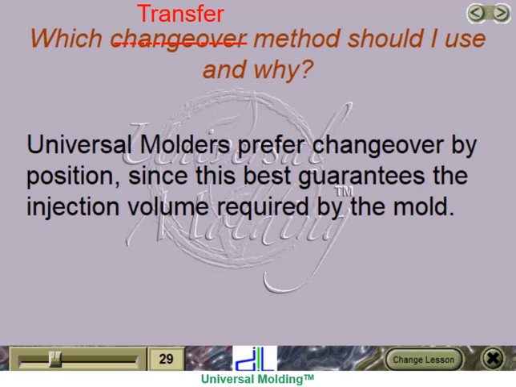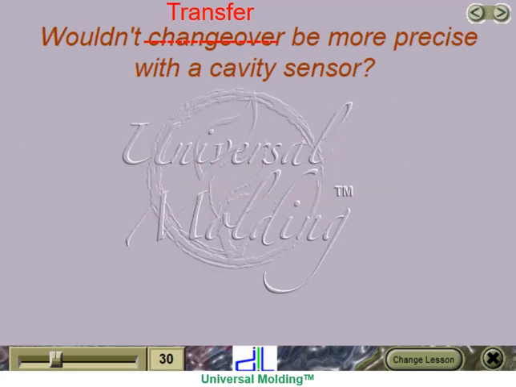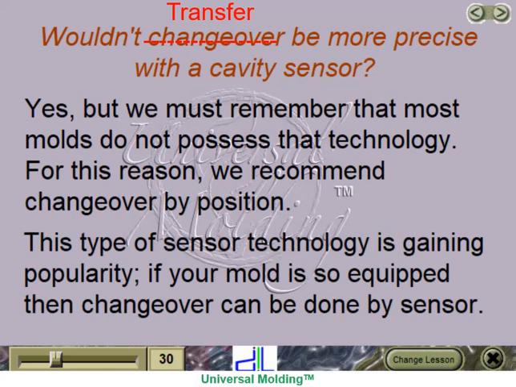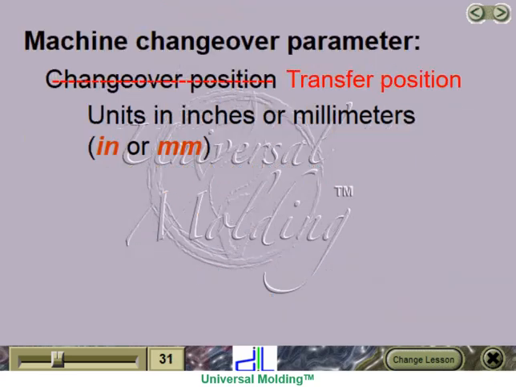Universal molders prefer changeover by position, since this best guarantees the injection volume required by the mold. Wouldn't changeover be more precise with the cavity sensor? Yes, but we must remember that most molds do not possess that technology. For this reason, we recommend changeover by position. This type of sensor technology is gaining popularity. If your mold is so equipped, then changeover can be done by sensor.